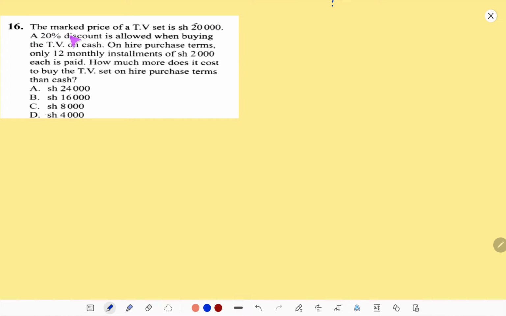A 20% discount is allowed when buying the TV on cash. On higher purchase terms, only 12% installments of 2,000 each is paid. How much more does it cost to buy the TV set on higher purchase terms than cash?